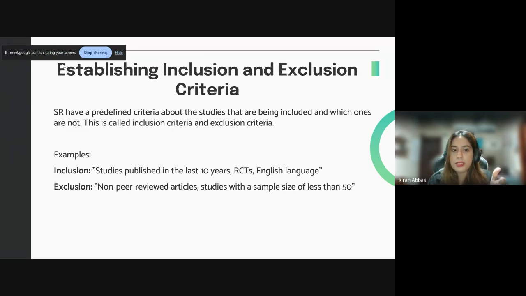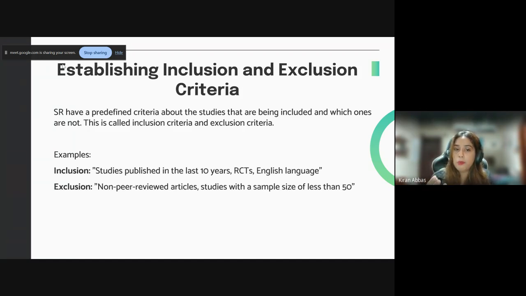So this is an example of inclusion and exclusion criteria. An inclusion criteria would say studies published in the last 10 years, randomized controlled trials. All the studies that are published in English language will be included, but not the studies that are non-peer reviewed. Now we have a culture of preprinting, right?